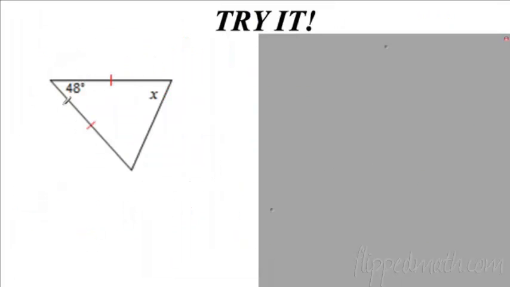Let's try it. I love these. So here we go. So I see, oh, these two angles are congruent. So it's isosceles, and that means this is equal to this. Well, if this is x, this is also x. So can I solve for x? Sure.